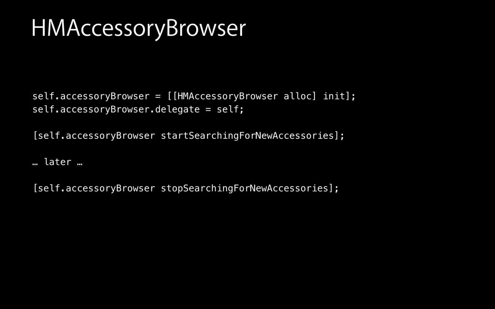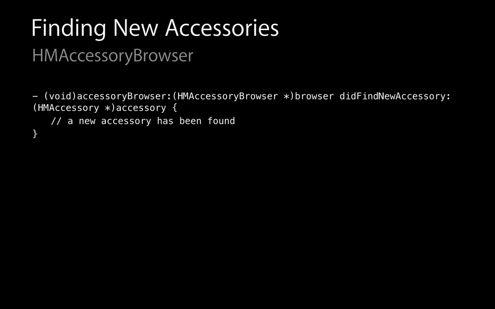So while you're searching for new accessories, you will get this callback, didFindNewAccessory. And it will come with a pointer to the accessory that was found. And you can now, for example, add this to a list of accessories in the UI that the user can select from for which ones they want to configure. If, when you start searching, there are already some accessories that have been found, you can get the list from the accessory browser of the already found new accessories, and then you'll get this callback every time a new one is added to that list.